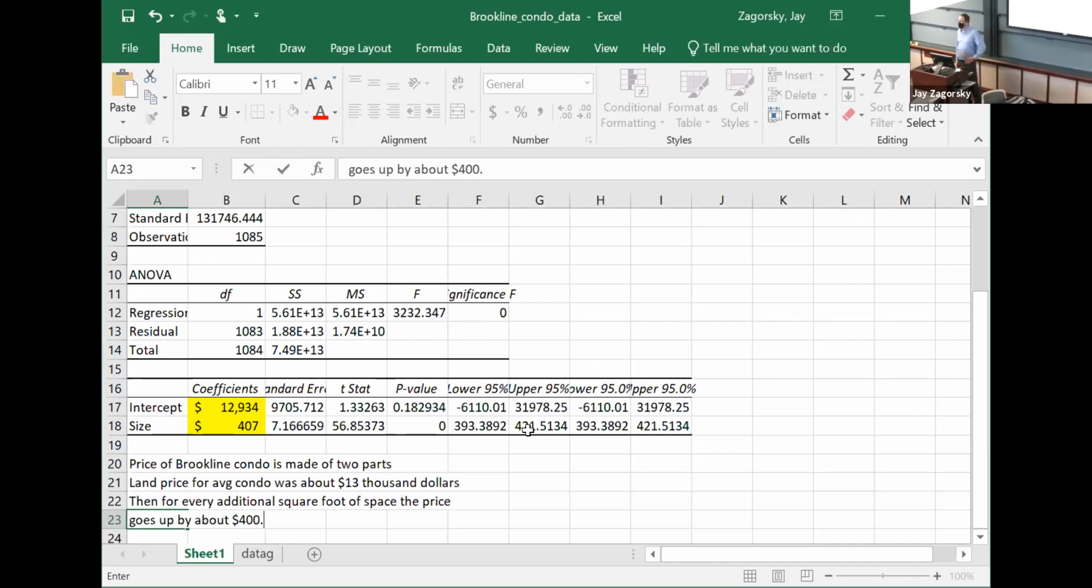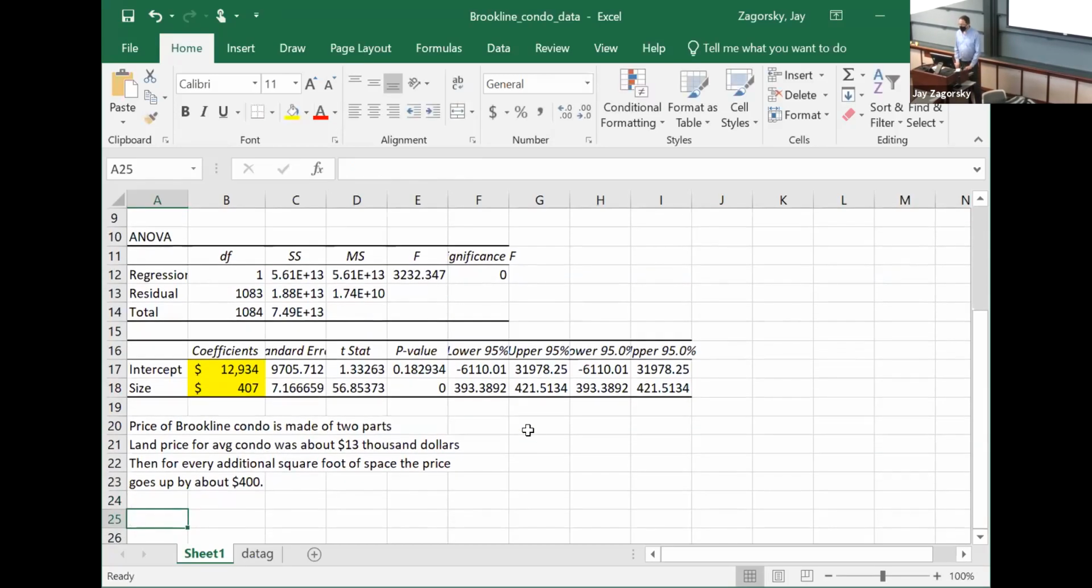Make sense? Pat yourselves on the back. You've just done your first regression. Nice job. So what we'd like to do right now in our last 3 or 4 minutes is make an estimate. What if that very first condo was 1,000 square feet, the one that we looked at on line 11? What do we think the expected price of that condo should be? And it's pretty straightforward.